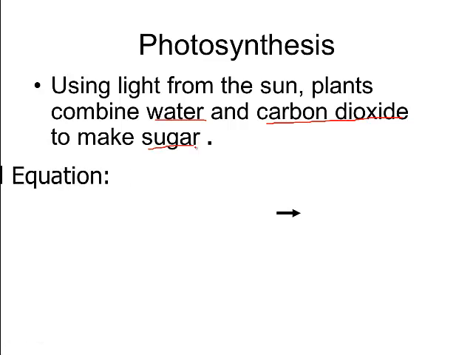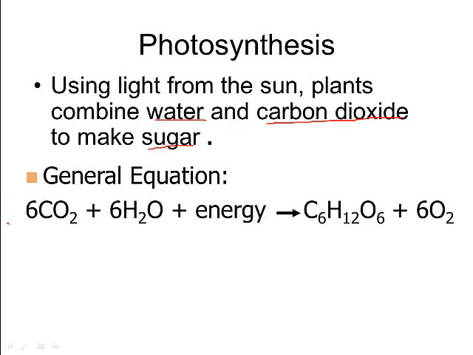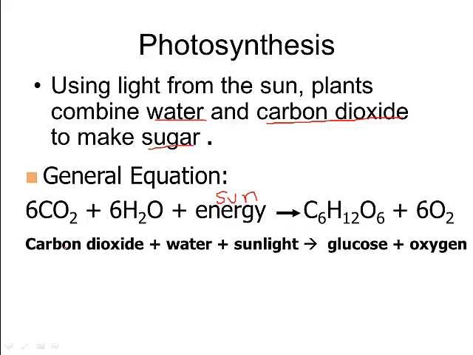So if we take a look at the chemical formula or the general equation for photosynthesis, it would look like this. You have 6 carbon dioxide molecules plus 6 water molecules, plus this energy. Remember, that energy is coming from the sun. And that is going to give us our C6H12O6 and 6 oxygen molecules. C6H12O6, remember, is glucose. So your carbon dioxide plus water plus your sunlight is going to give you glucose and oxygen. And this is the reaction that happens every time photosynthesis occurs.